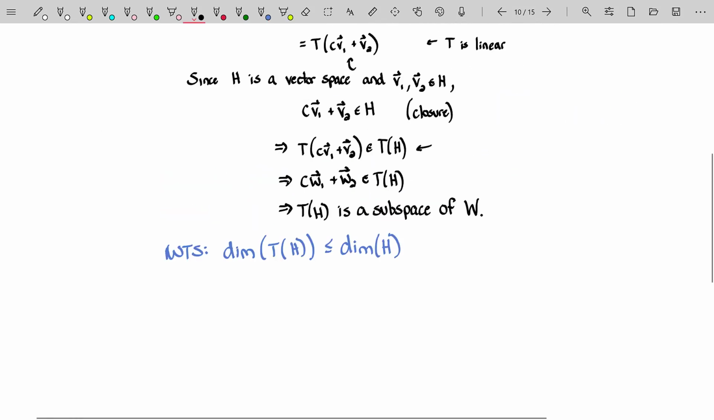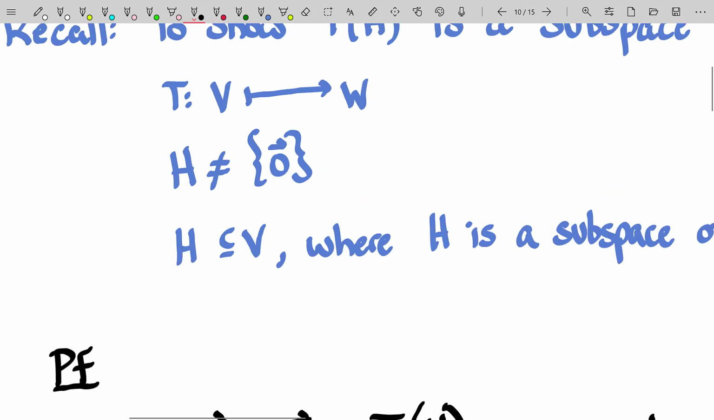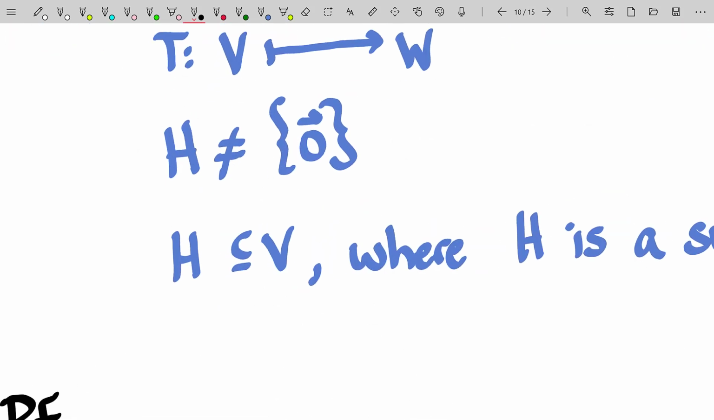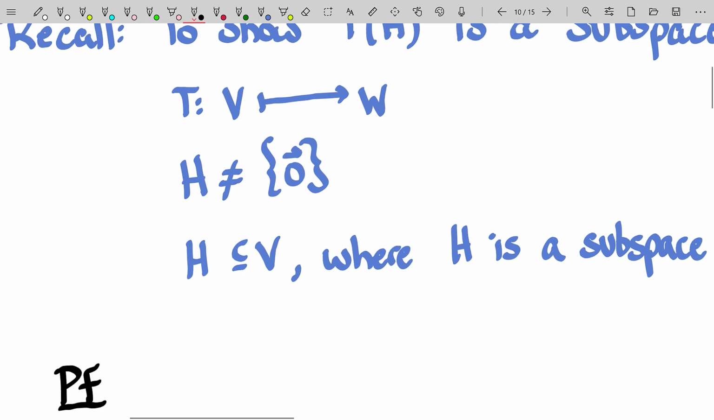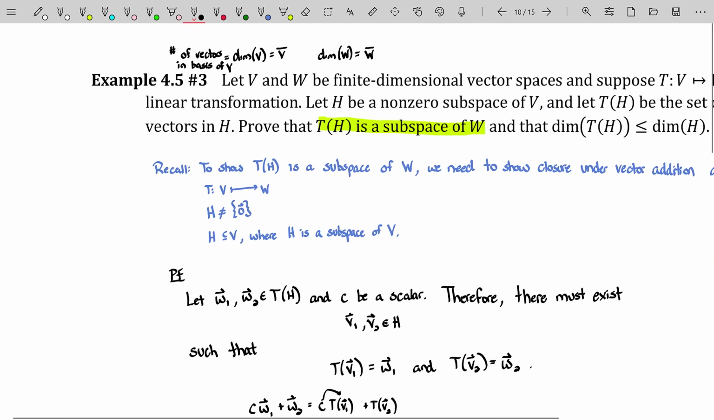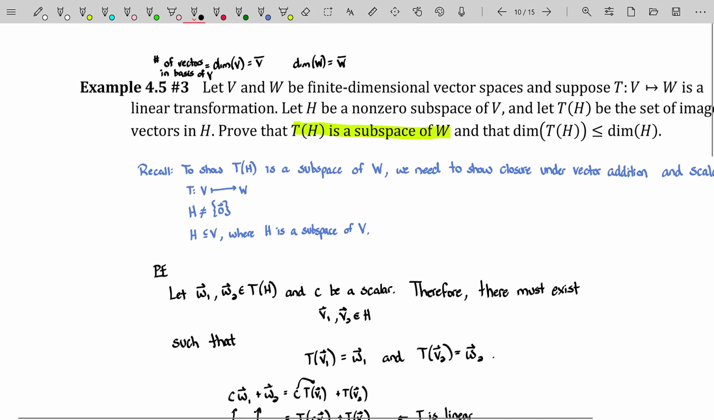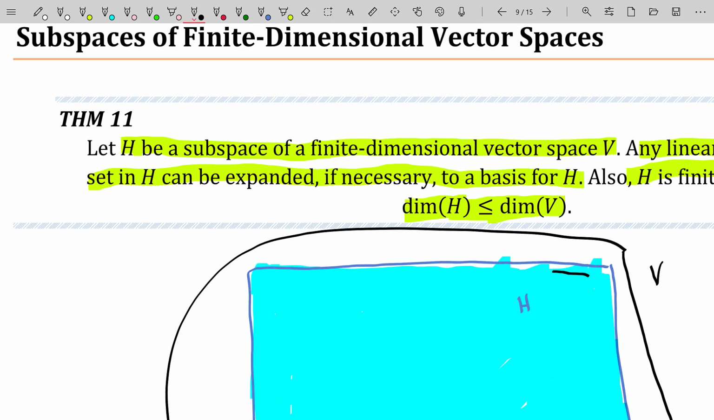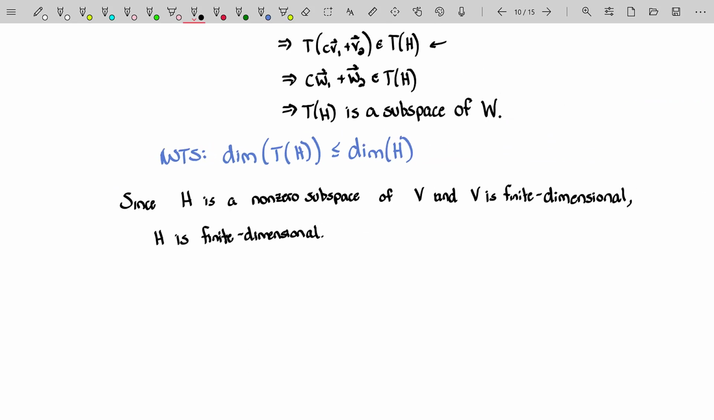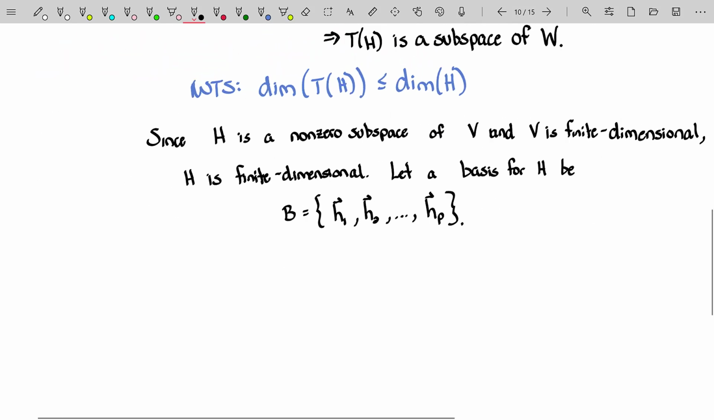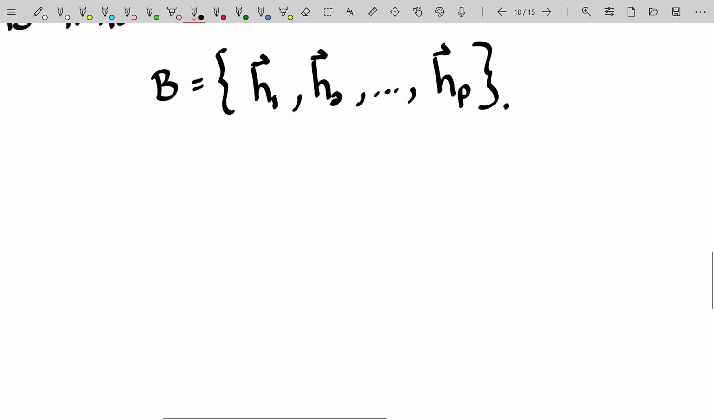We're going to use some of our blue ink above. We know that H is not the zero subspace, and we know that it's finite dimensional. That was actually given up above because it's a subspace of V, and we have a theorem that if H is a subspace of a finite dimensional vector space V, then the dimension of H is less than or equal to the dimension of V. Since H is a subspace of V and V is finite dimensional, H must be finite dimensional. Technically, I didn't need the non-zero in there for that part of the argument, but I have it there just in case. So let a basis for our subspace H be this given set of vectors.